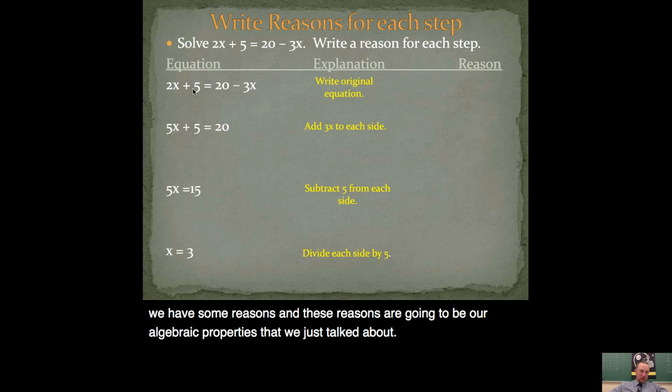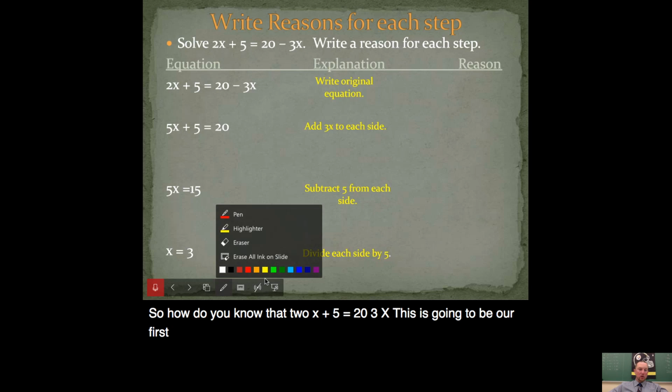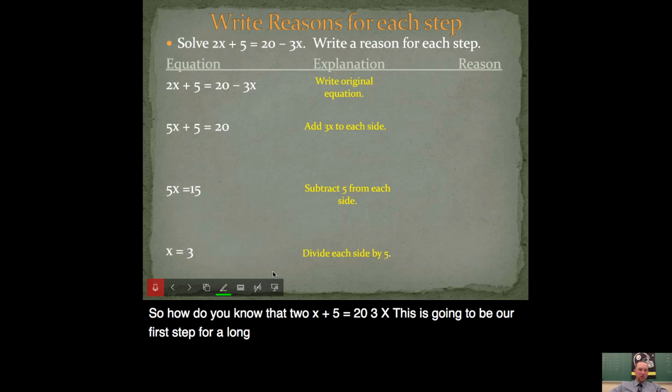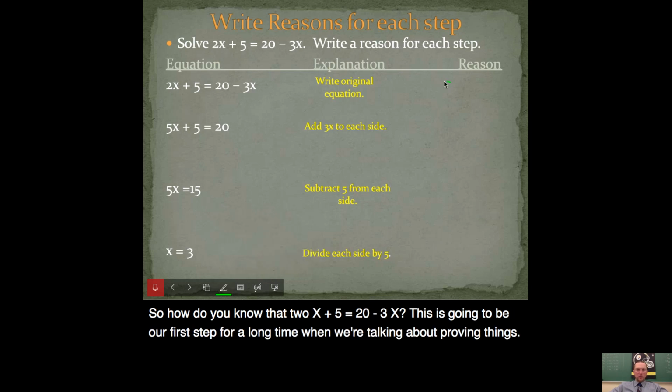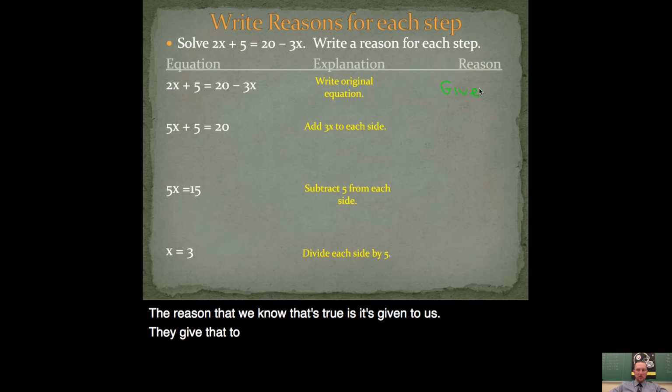So how do you know that 2x plus 5 equals 20 minus 3x? This is going to be our first step for a long time when we're talking about proving things. The reason that we know that's true is it's given to us. They give that to us to start. So we call that our given information. They gave it to us. Now, if this is true, how do we know that this is true?